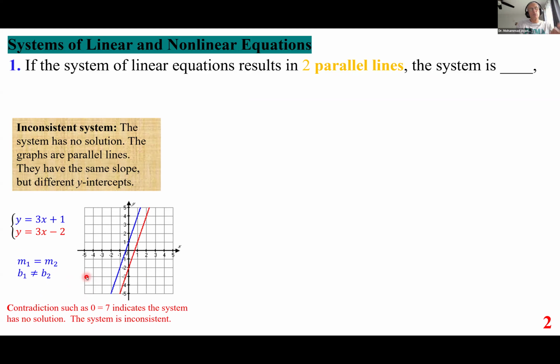So if you were to solve it by any method, for example, the substitution method or addition method, you end up with a contradiction such as 0 equals 7, which indicates the system has no solution. The system is inconsistent.